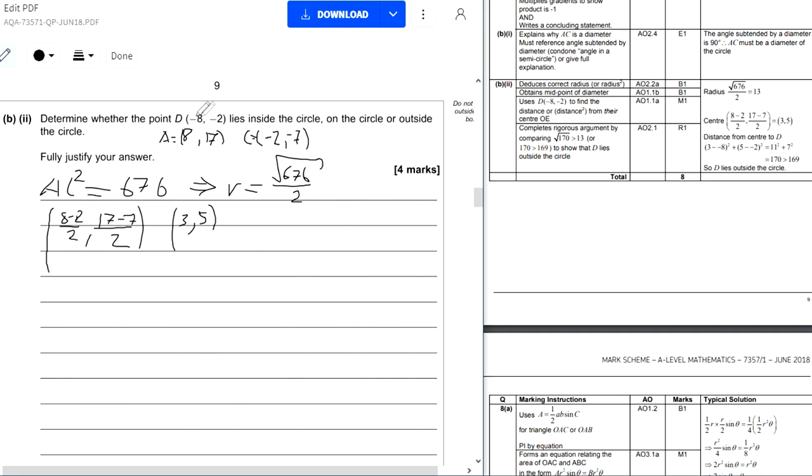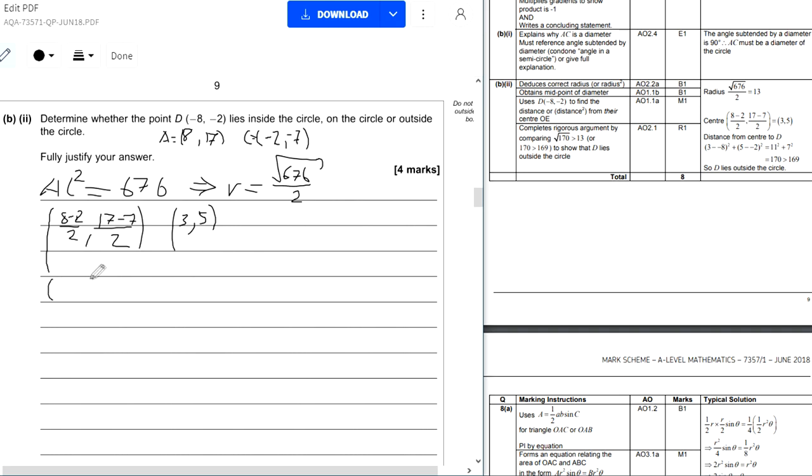If D is on the circle, then the distance from the center of the circle to D is going to be exactly the radius. If it's inside, it's going to be less. If it's outside, it's going to be more than the radius. So really, we've got to see what that distance is, and is it greater than, less than, or equal to the radius. So how do we do that? Well, it's the same process. The distance between 2 points is going to be one minus the other, squared, and then square rooted.